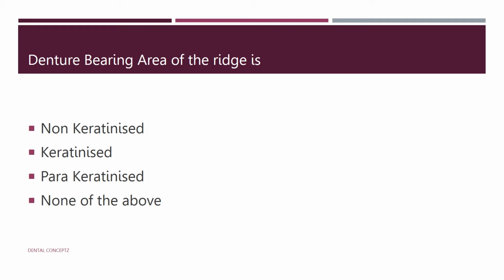Next is denture bearing area of the ridge is. As we all know, the masticatory mucosa is keratinized and the lining mucosa is non-keratinized, and the keratinized mucosa is more resistant to the stresses. So the answer for this question will be that the denture bearing area of the ridge is keratinized.